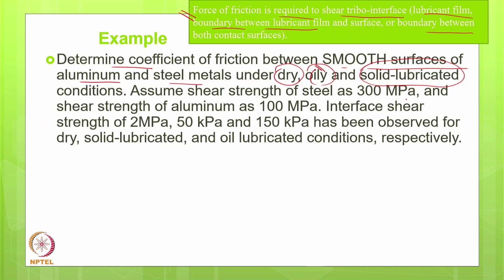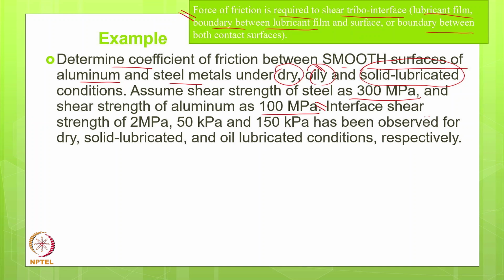Now here we are seeing the shear strength of the steel is 300 megapascal, and the shear strength of the aluminum is 100 megapascal. And we know the tau I we select will be of the softer material. That's where we say the lower material strength. That means we will consider only 100 megapascal.